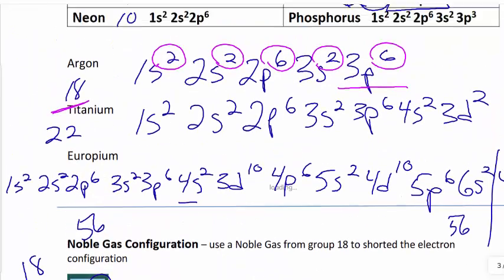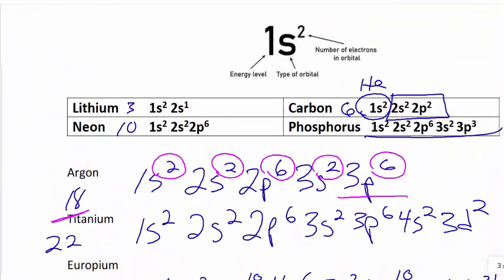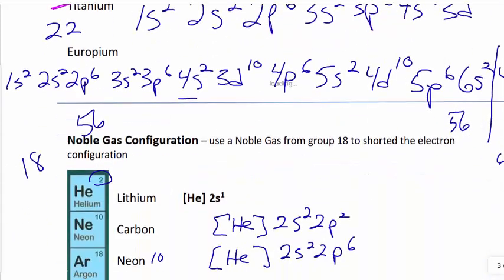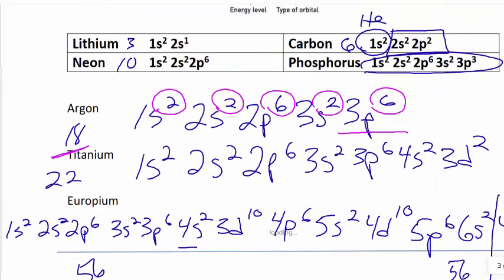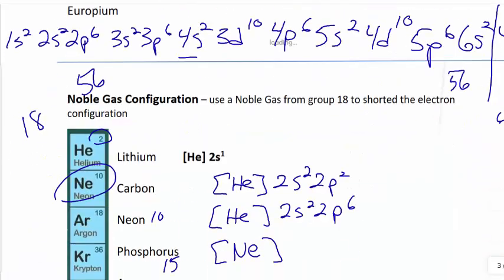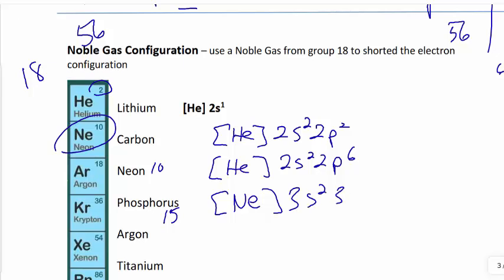Okay, phosphorus. If we go up to the phosphorus example, it looked like this. It had 15 electrons. So for phosphorus, we can use neon to shorten it. We're going to put neon in brackets, and we're saying phosphorus is like neon's configuration. The first 10 electrons are like neon. And if we go back to our example, the first 10 electrons would be this part right here. So instead of writing this first part, we're putting neon in brackets. And we have to add this last part, so it becomes 3s2, 3p3.